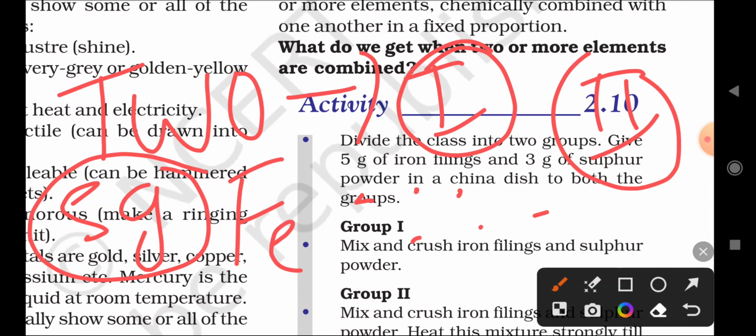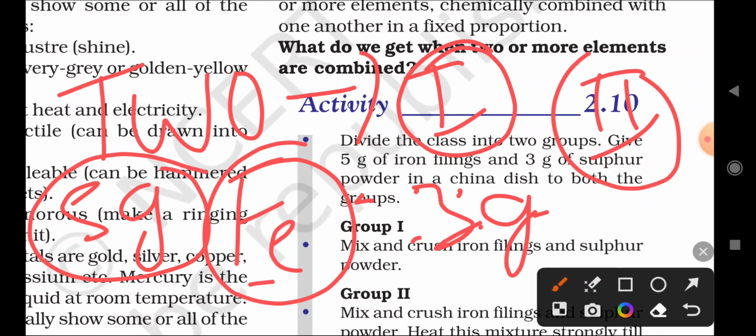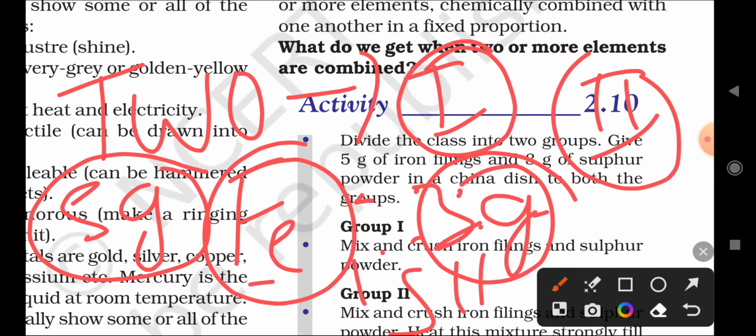Remember that the symbol of iron is Fe. The second group is given 3 gram of sulfur, and the symbol of sulfur is S. So group 1 is given iron filings, symbol Fe, and group 2 is given 3 gram of sulfur powder, symbol S.